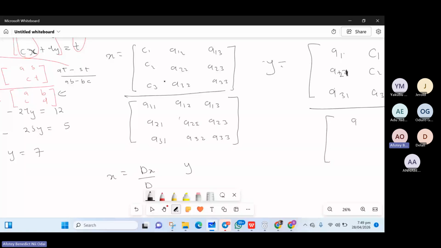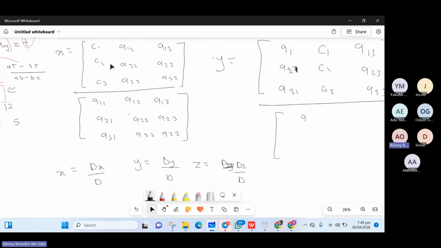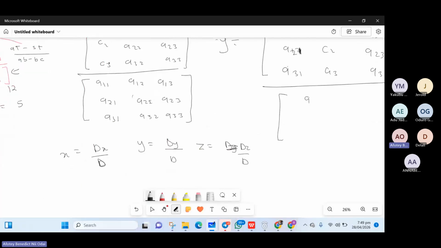Right? So y is also equal to Dy over D, and z is also equal to Dz over D. Basically, this is what we have, right? So the D we are talking about here is the determinant of the inner matrix, like A of just the a's. But for x, you replace all the entries in a particular column with those of your c's. Hope this is clearer.